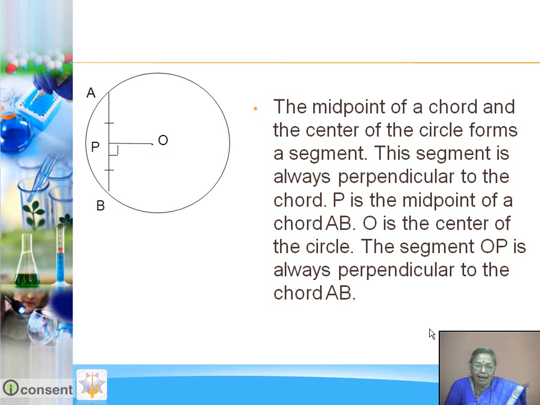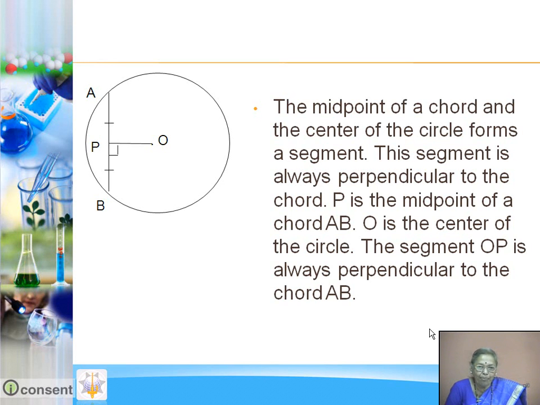If you join the radii, then you know that the center of the circle is equidistant from the end points of the chord. And when a point is equidistant from the end points of the chord, it always lies on the perpendicular bisector of the chord. And that is why this segment is perpendicular to the chord.